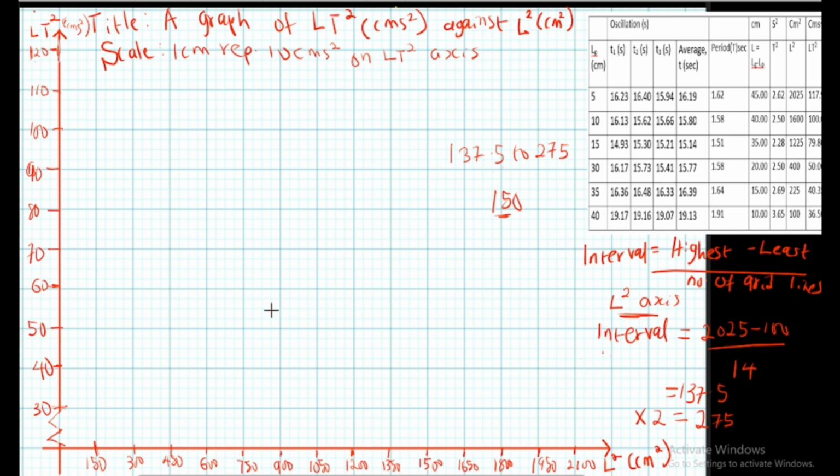All right, so this is what we have now. We've gotten our scale for the L squared axis. So for the L squared axis, we say 1 cm represents 150 cm squared.